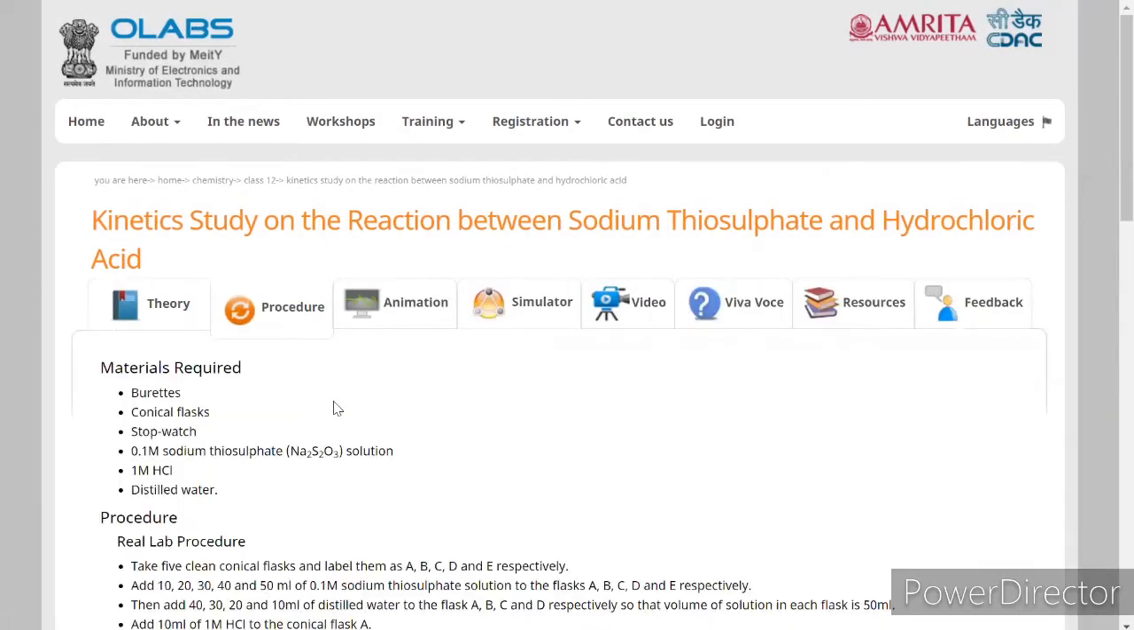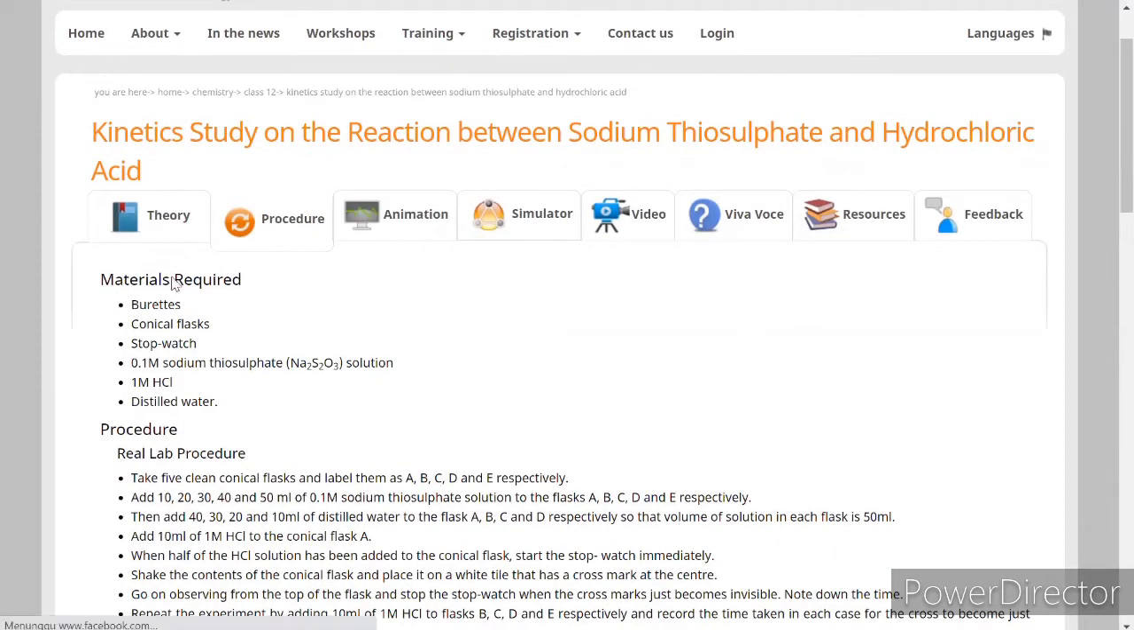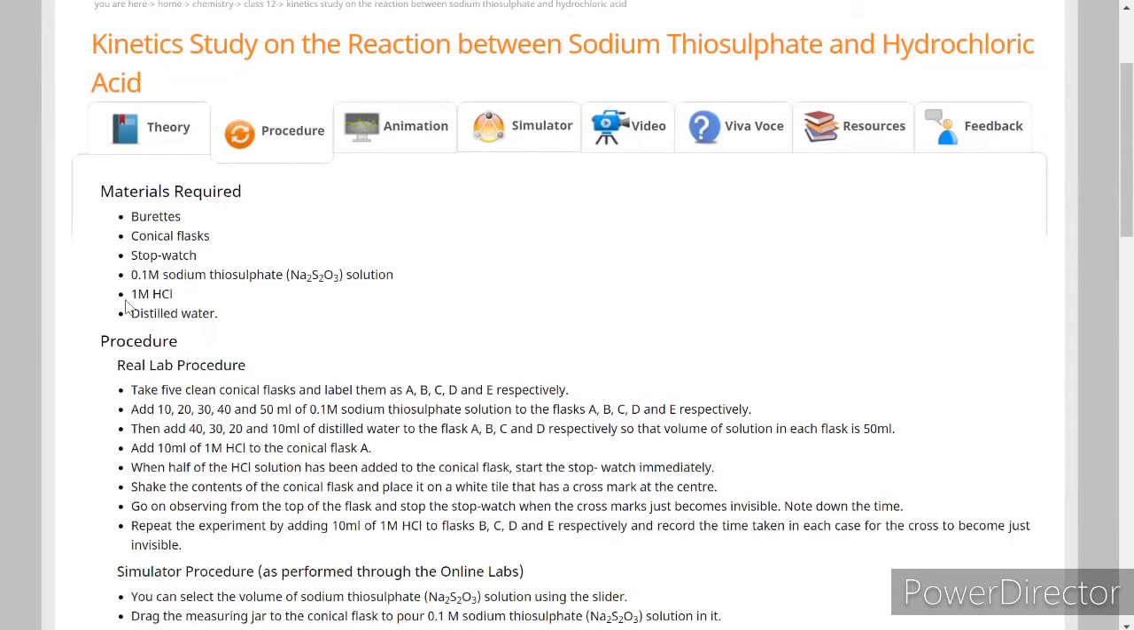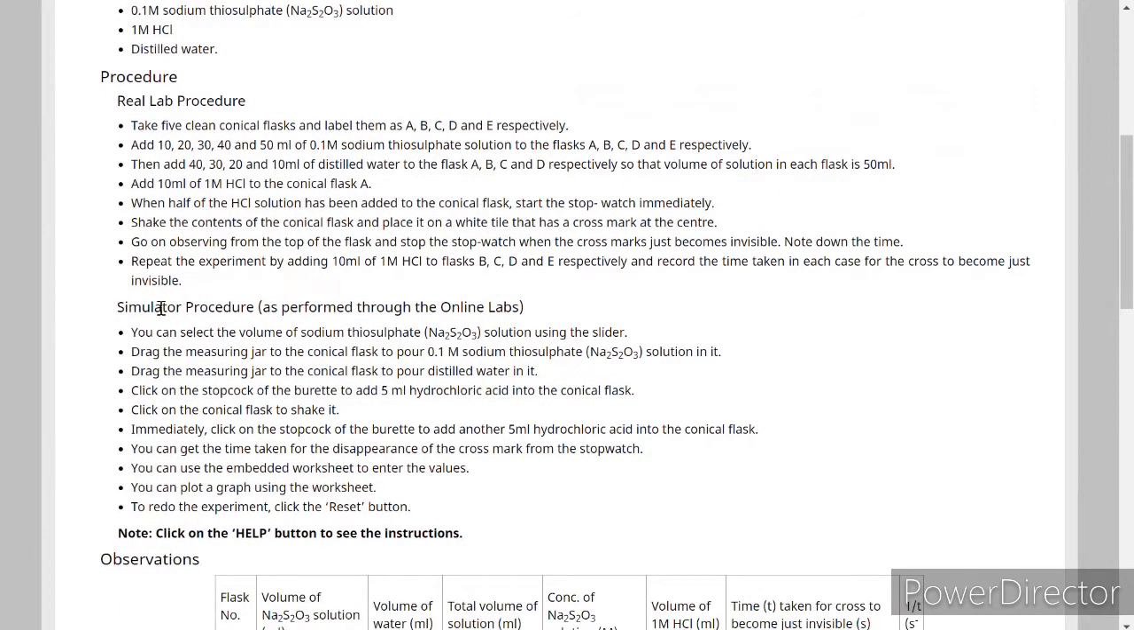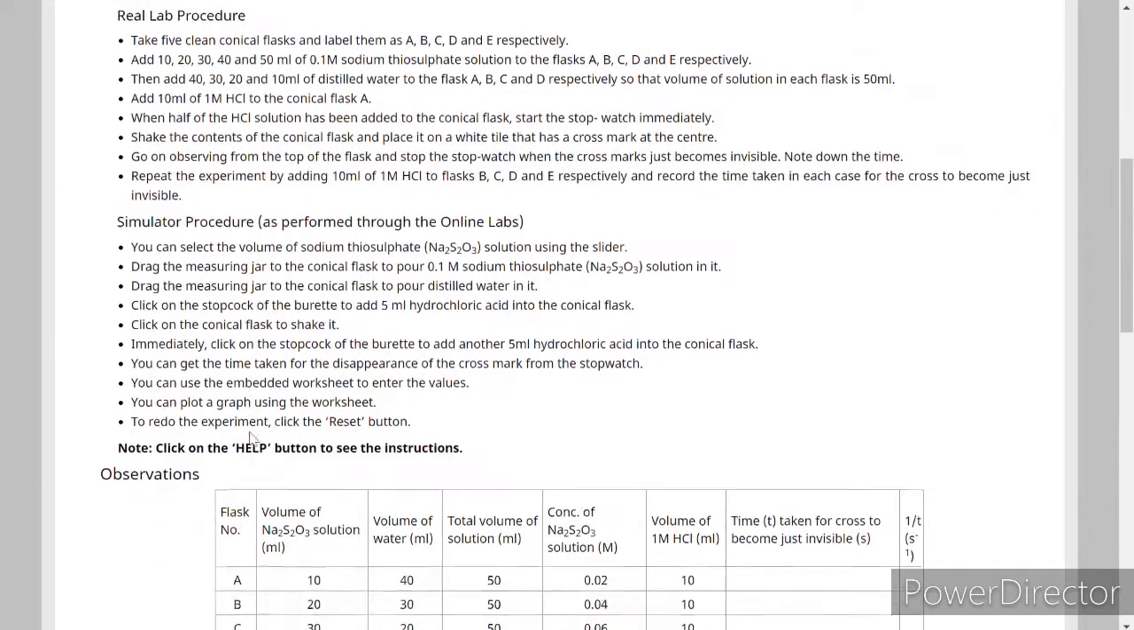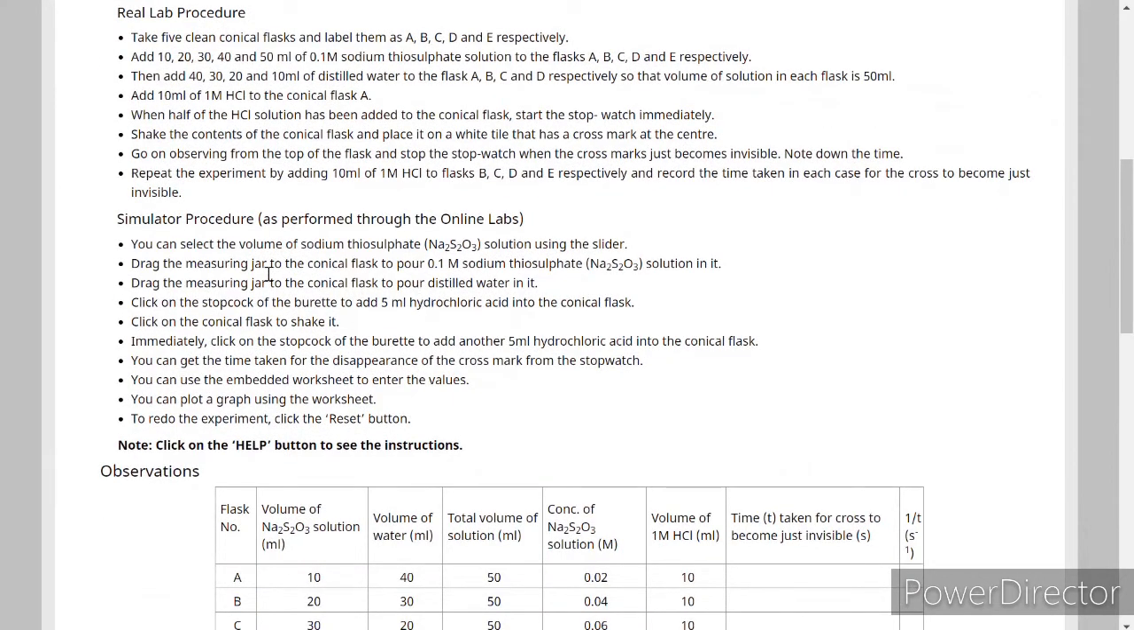Next, we jump into the procedure. Here, they also provide us with the data of the materials required and the tools. In the procedure component, they provide two kinds of procedures: a real lab procedure and a simulator procedure. The simulator procedure is the one we will use in the simulation video, in the virtual experiment.